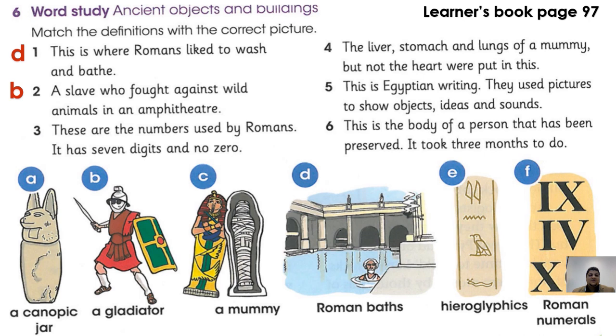B is going to be for a slave, which fought against wild animals, and an amphitheater. Number 3, the numbers used by Romans didn't have 0. 0 is Arabic numerals, and we talked about this before, that the Arabic numerals are these ones. These are Arabic. But the Roman are these. Okay, so the answer is F. Let's go to 4, 5, and 6. Let's go to the next.